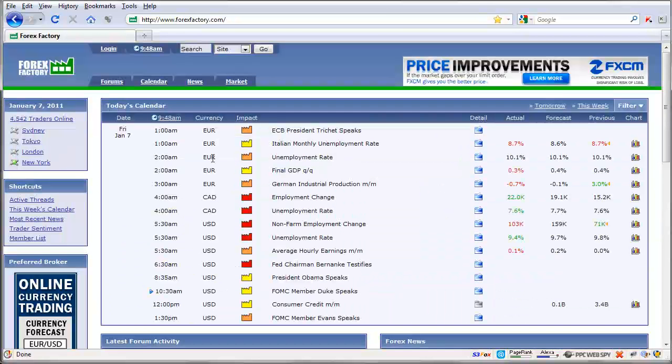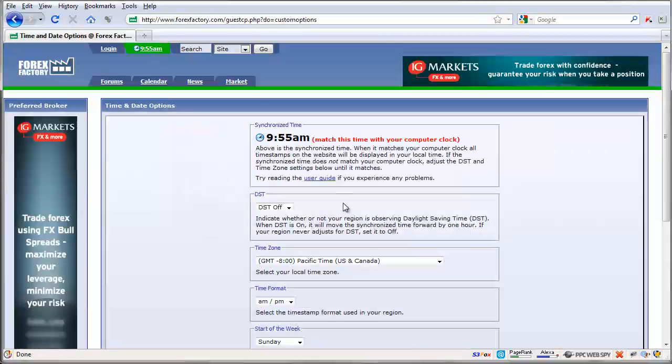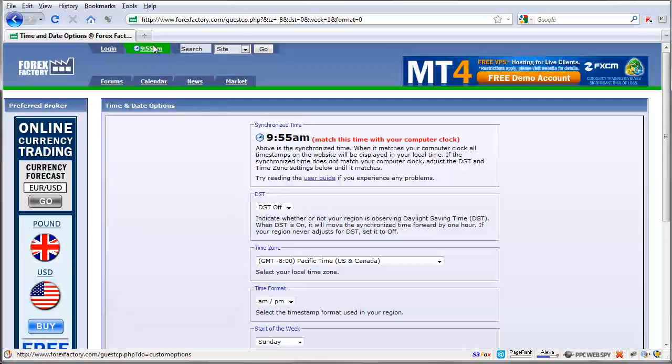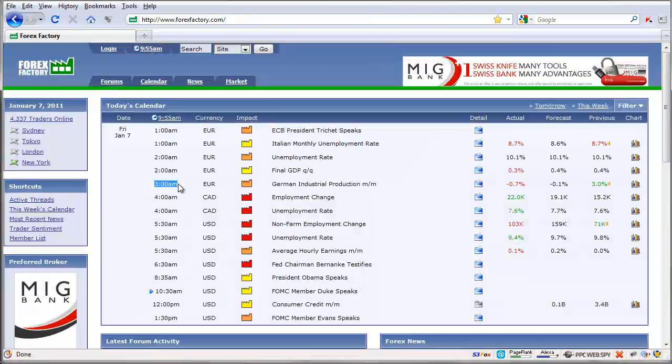Now, you've got a time up here, and this time might be different. So the first thing you need to do when you go to Forex Factory is click on that time and choose your time zone. Once you've clicked on OK, this will reflect your time, and all of these times here will reflect your time. By default, they'll be Eastern hours.